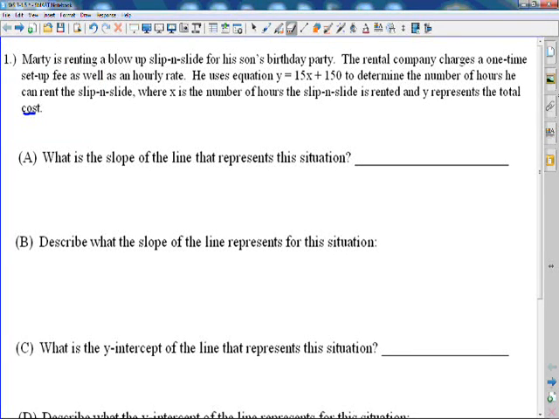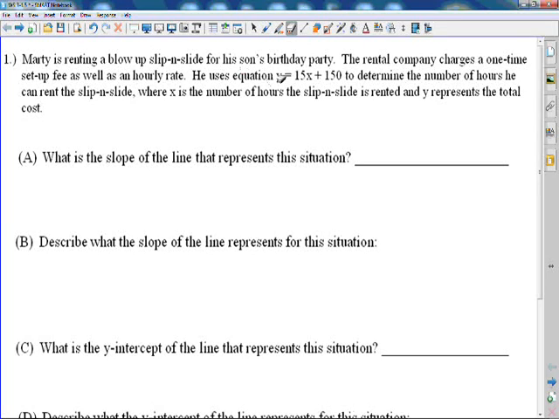We're now going to be working with the applications that go along with slope and y-intercept. This goes along with worksheet 3-1.5. Marty is renting a blow-up slip and slide for his son's birthday party. The rental company charges a one-time setup fee as well as an hourly rate.